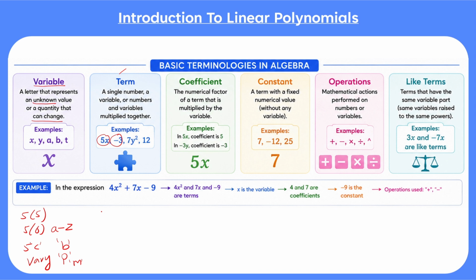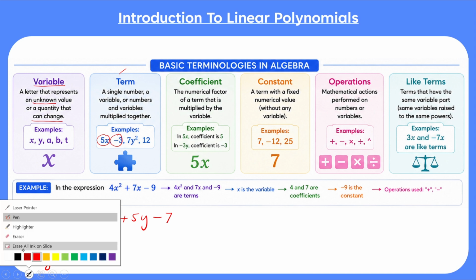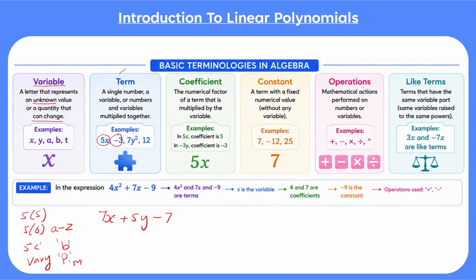For example, if you have an expression 7x plus 5y, take away 7. So in this expression, you could see that the operators are addition and subtraction, correct? So these distinguish between the terms. So this is one term, this is another, and this is another. So how would you distinguish? You have to look for the addition operator and the subtraction operator.